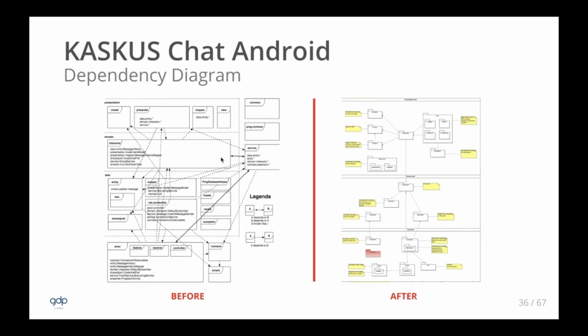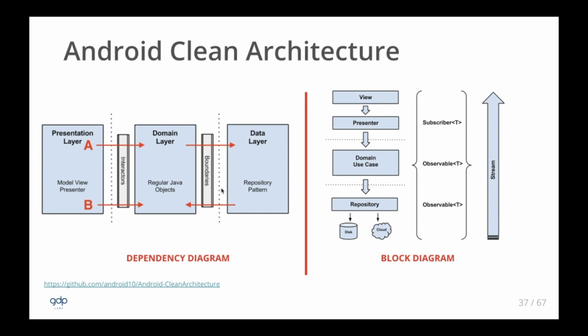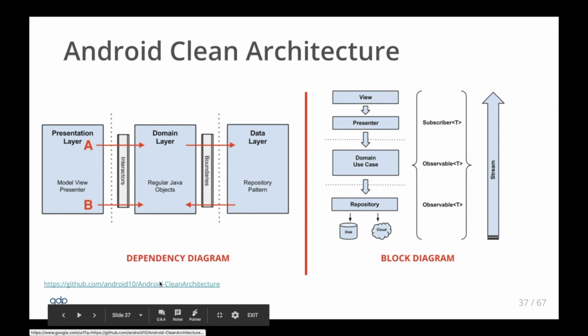This is a picture to give you an idea about the KASKUS Chat Android dependency diagram before and after we grasped the concept of clean architecture. As you can see, it looks like spaghetti code, with circular dependencies here and there. Now, since the very beginning, we have been using the boilerplate code from Android10 GitHub. It's Android clean architecture boilerplate code, and there are these two pictures in the GitHub.